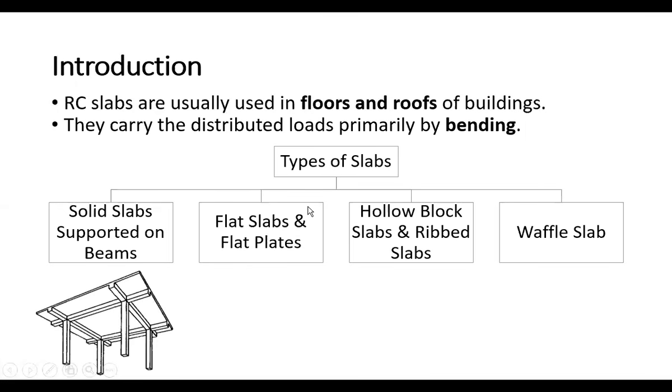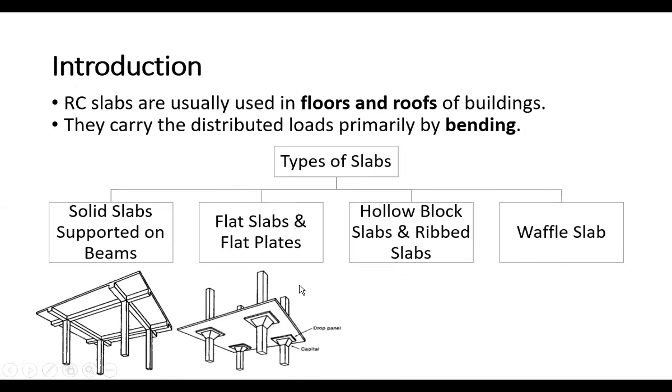Another type of slabs that you may also see are flat slabs and flat plates. In flat slabs and flat plates, you will have a slab supported directly on the column without beams. Loads will be transferred directly from the slab to the column, and in this case, the shear will be important. Here you have to take care about the shear because you will have high shear stresses at the column area. This is why sometimes they make drop panels around the columns, and sometimes you also use column heads.